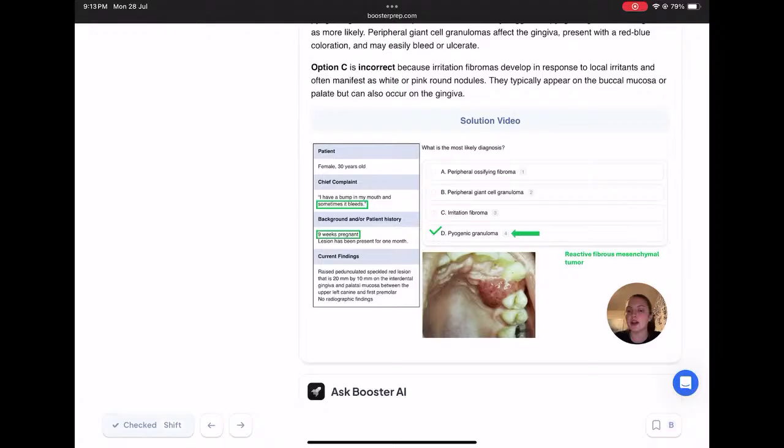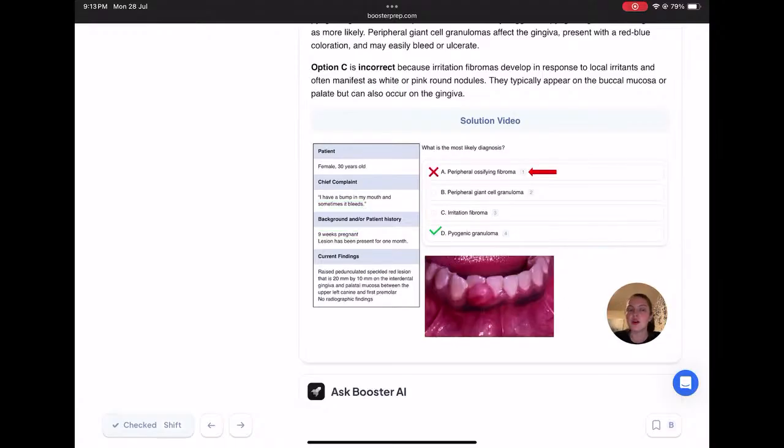There are certainly a lot of similarities between these lesions that you'll notice as I discuss them, but we'll also be sure to talk about how we could differentiate them from each other and know that this specific lesion was a pyogenic granuloma. We'll start with the peripheral ossifying fibroma.